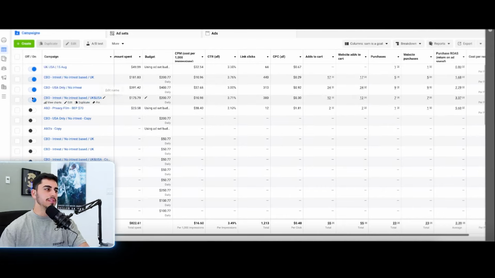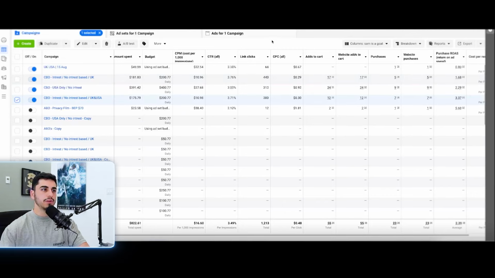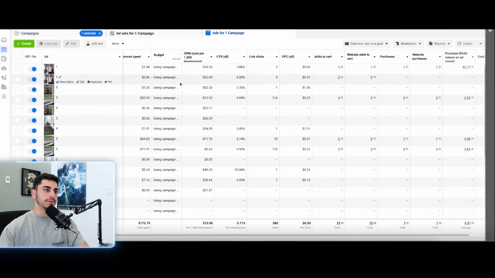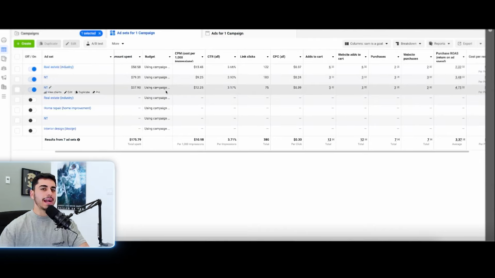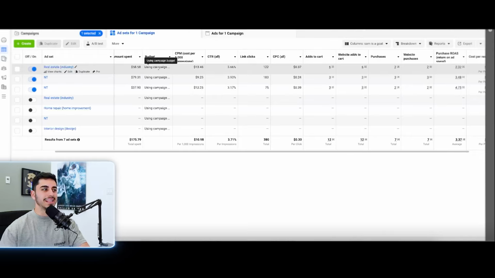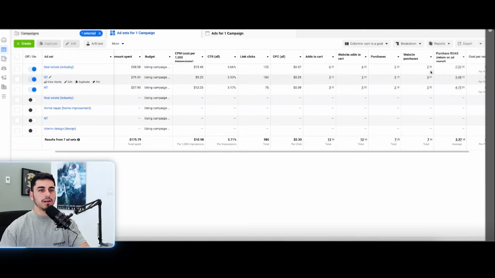Okay. Now, as you can see, each one of the CBOs, if we go into the ads, there are multiple ads running in that CBO. And then the ad sets, there are three ad sets right now that are running, and two of them are no interest. One of them is an interest, which is real estate. Okay. And as you can see, the results are pretty varied between those three ad sets.